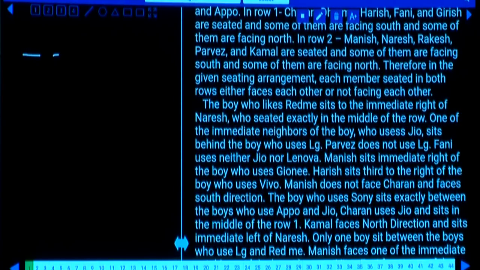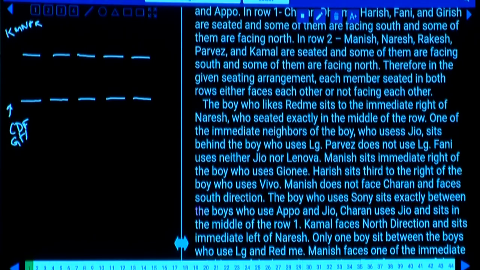Now 1, 2, 3, 4, 5, and next one 1, 2, 3, 4, 5, isn't it? Then now let us finalize the persons. Let us take this as row 1. Who are the persons in this row 1? C, D, F, G, H. And in the other row, M, N, P, R, K. Clear? 5 and 5.